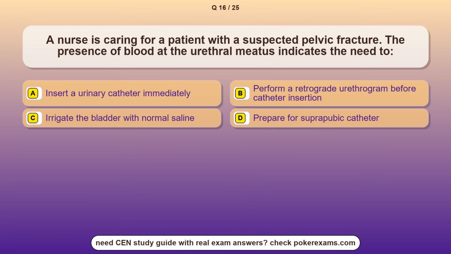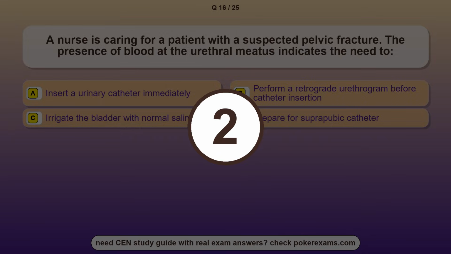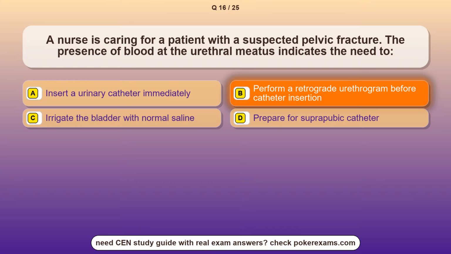Question 16. A nurse is caring for a patient with a suspected pelvic fracture. The presence of blood at the urethral meatus indicates the need to: option A, insert a urinary catheter immediately. Option B, perform a retrograde urethrogram before catheter insertion. Option C, irrigate the bladder with normal saline. Option D, prepare for suprapubic catheter. The correct answer is option B, perform a retrograde urethrogram before catheter insertion.